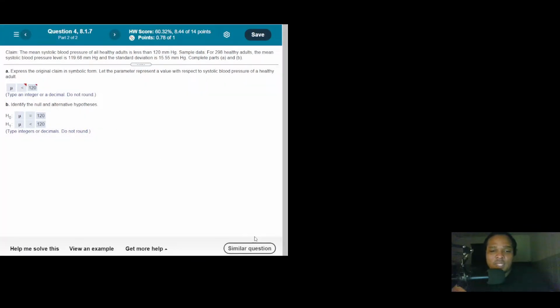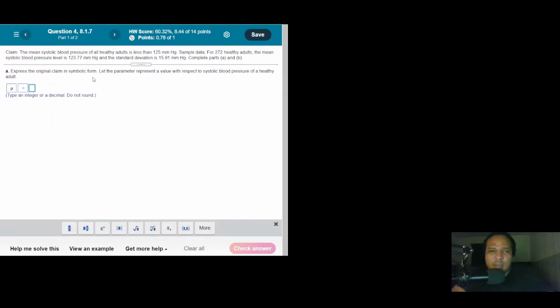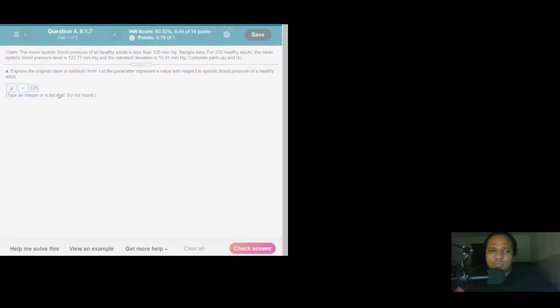All right, same thing here. Here's a claim: the mean systolic blood pressure of the... Okay, so automatically, I'm going to choose the mean symbol. Less, so we're going to go to the less than symbol. Less than what? 125 millimeters of Hg, which is mercury for you science buffs. That's our claim number.